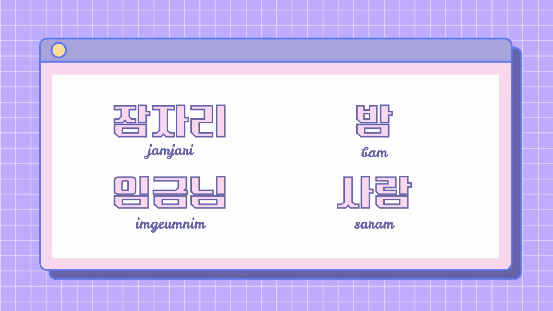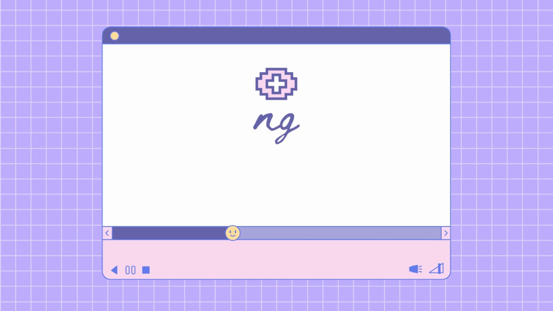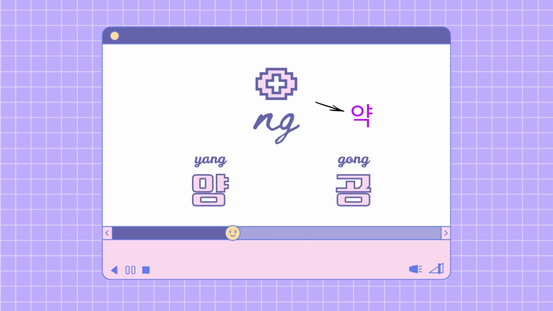사람, 사람. Okay, our next Batchim is ieng. Ieng does not produce any sound when it is followed by a vowel. What does that mean? When ieng works as a top consonant, when it is placed on the top and not as the final consonant, then it does not produce any sound. But when ieng is placed at the bottom of a word as a Batchim, a final consonant, then it produces an ng sound. So you will read the first word as yang, and the second word as kong.